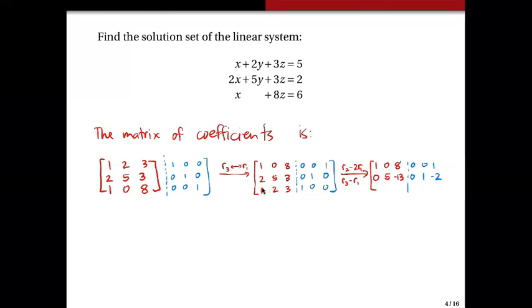For the third row, we have 1 minus 1, that's 0. And then 2 minus 0, that's 2. And then 3 minus 8, that's negative 5. And then 1 minus 0, that's 1. 0 minus 0, that's still 0. And then 0 minus 1, that's negative 1.